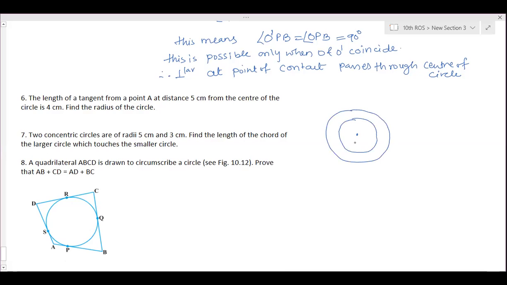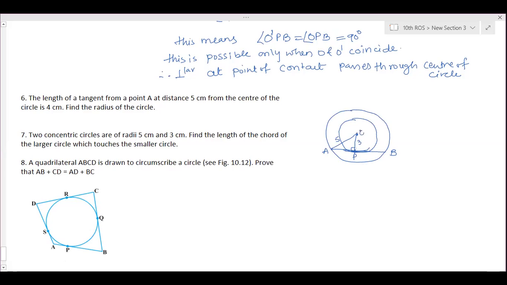These are concentric circles. The chord is a tangent to the inner circle. This is a chord for the outer circle, but it is a tangent to the inner circle. The radius of the inner circle is 3 centimeters and the radius of the outer circle is 5 centimeters. This is a tangent, so the angle is 90 degrees.